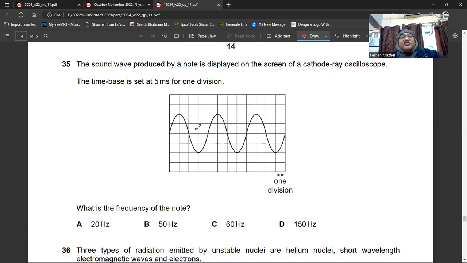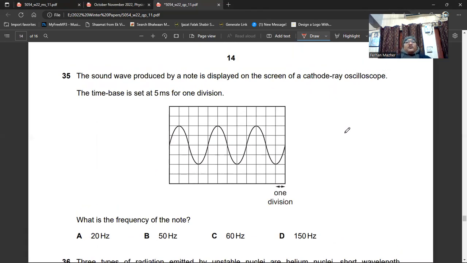The sound wave produced by a note is displayed on the screen of a cathode ray oscilloscope. The time base is set at 5 milliseconds per division. I think 1, 2, 3, 4. So in 4 horizontal squares, this wave has completed. So we will have 4 times 5 milliseconds, so it will be 20 milliseconds. This is the time period.